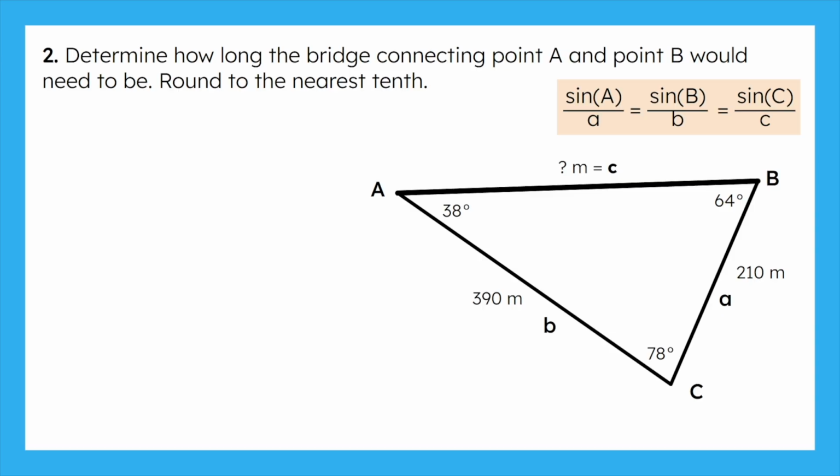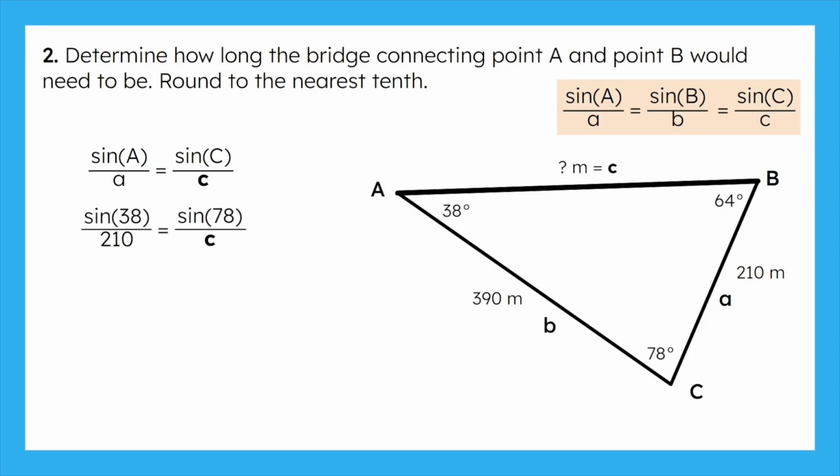To find the bridge length, I need a pair that includes the unknown side C. I'll use sine of angle A over side A equals sine of angle C over side C, since we know both angle A and side A. We could have also used angle B and side B. We have that pair too, but any known pair works and will give us the same answer.